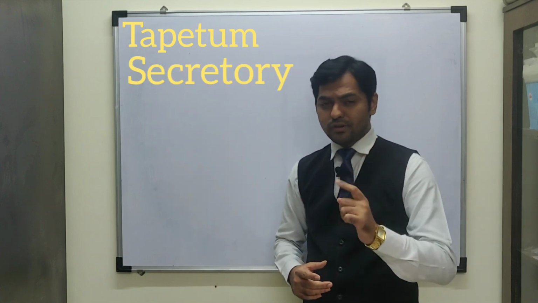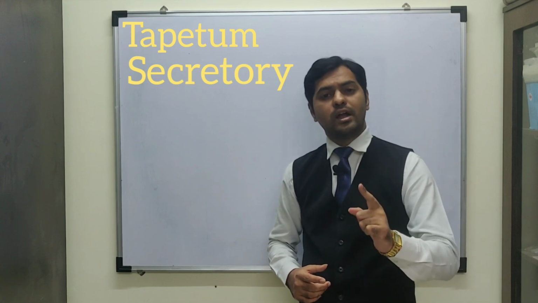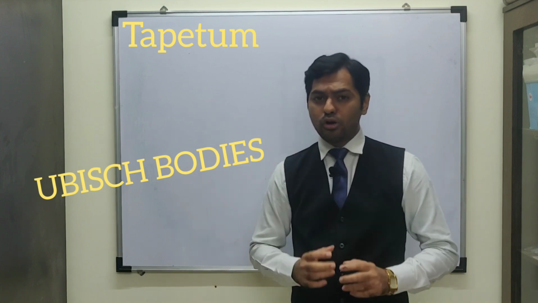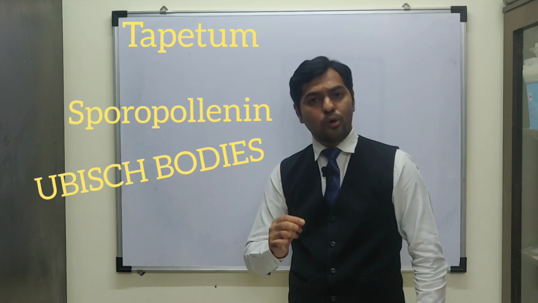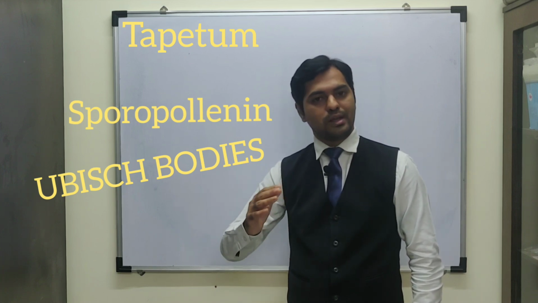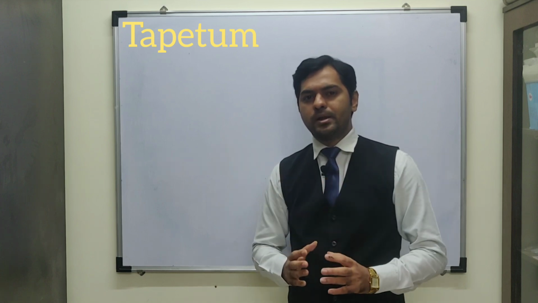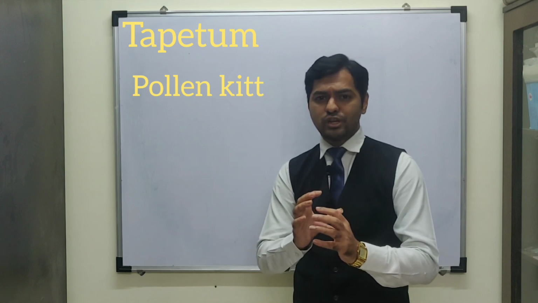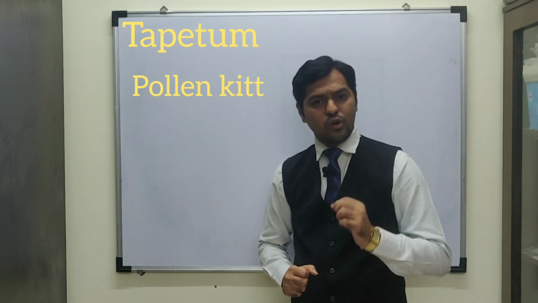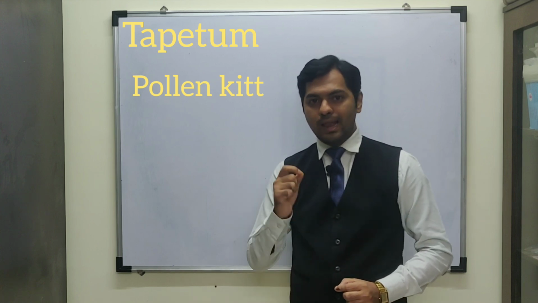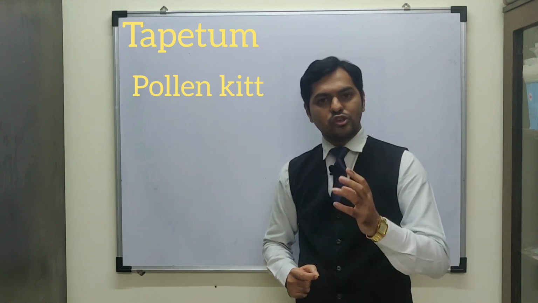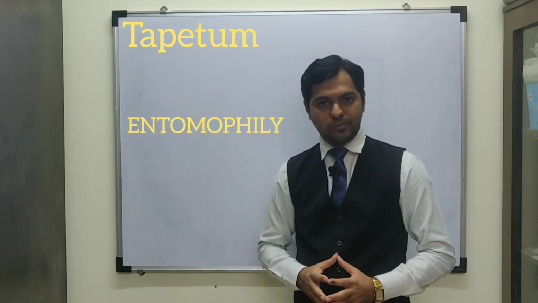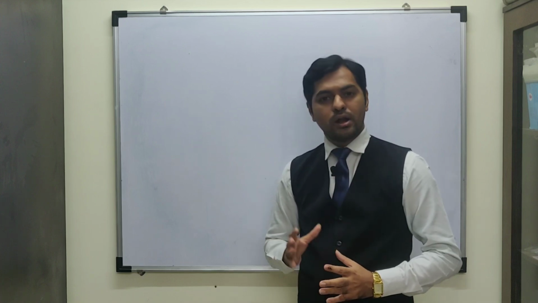Now tapetum contains certain bodies. Remember the name of the bodies, that is known as Ubish bodies. These Ubish bodies have an important role, that it produces sporopollenin, which forms the pollen exine. Also, the tapetum forms pollen kit. Basically, pollen kit is an oily layer of secretion around the pollen grain. This is yellowish in color and it is composed of lipids and carotenoids. This pollen kit helps in entomophily, that is in insect pollination. So this we have discussed an important point about tapetum.